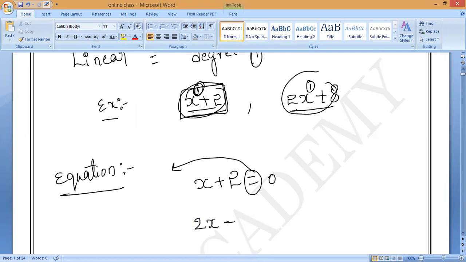2x plus y equal to something. This is a linear equation, correct? Equal to something. Here we have the equal sign, so the expression changes to an equation. Do you understand? Yes, ma'am.